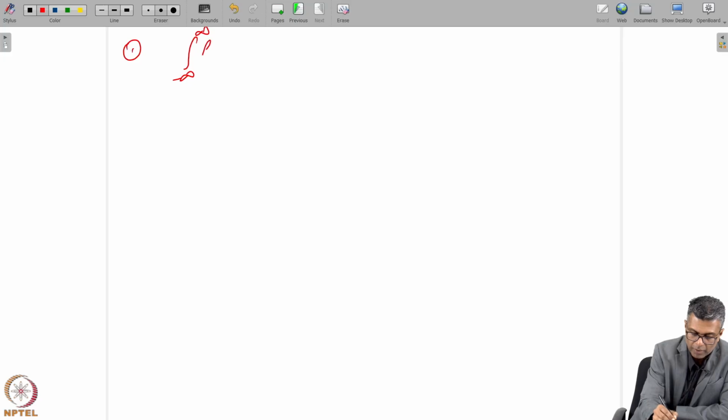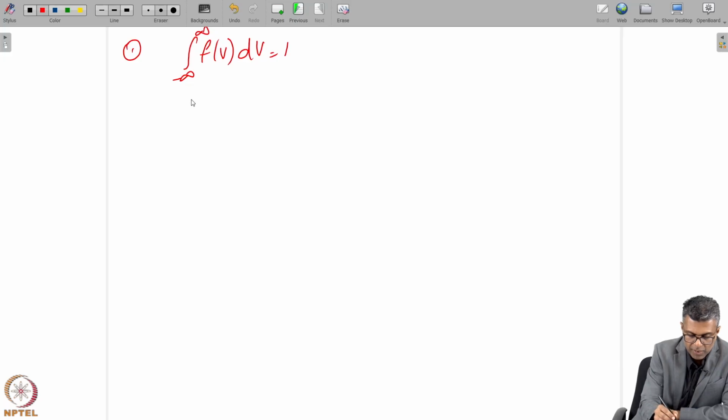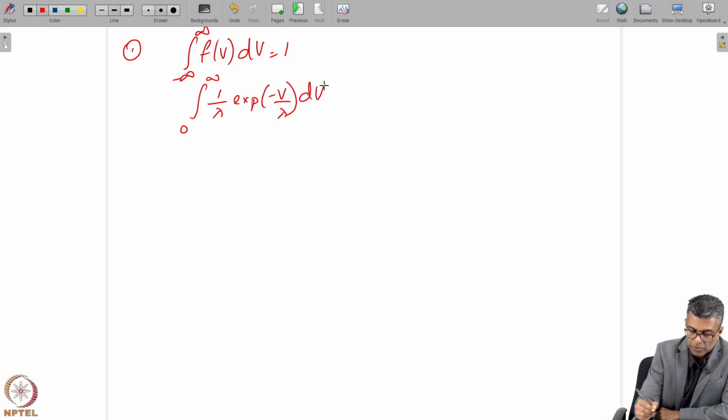This is part 1. The normalization condition is basically the integral from minus infinity to infinity of f of v dv is equal to 1. We have to prove that. All you need to do is substitute. So you will have 0 to infinity, 1 over lambda, because the exponential distribution is defined only from 0 to infinity, exponential of minus v over lambda, dv of course.